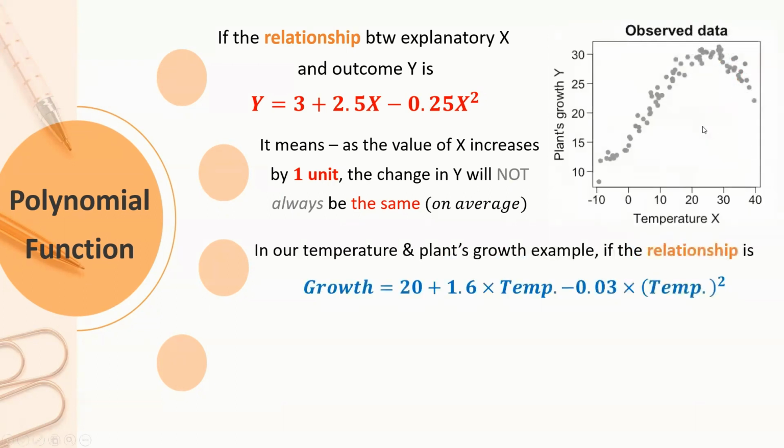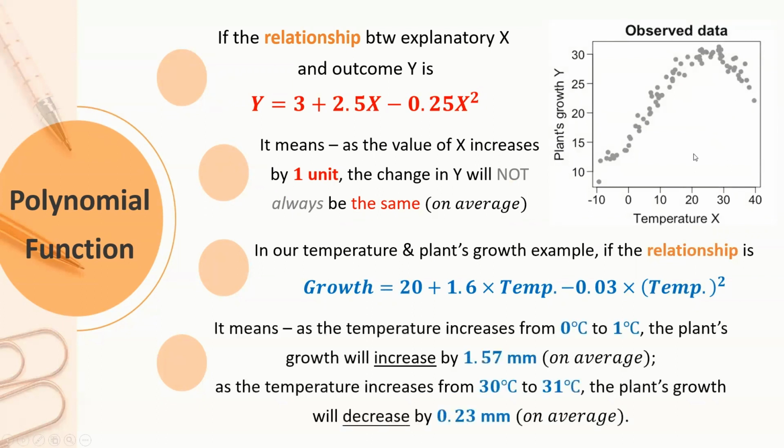And the temperature example can be a good demonstration of the polynomial relationship. So assume that there exists an optimal temperature at around 26 degrees centigrade that gives us the maximum growth of the plant. And the relationship between them can be expressed by a quadratic function like this. And we can easily find that when the temperature increases from 0 degrees to 1 degree, the plant growth will speed up. And when the temperature increases from 30 degrees to 31 degrees, the plant growth will actually slow down.